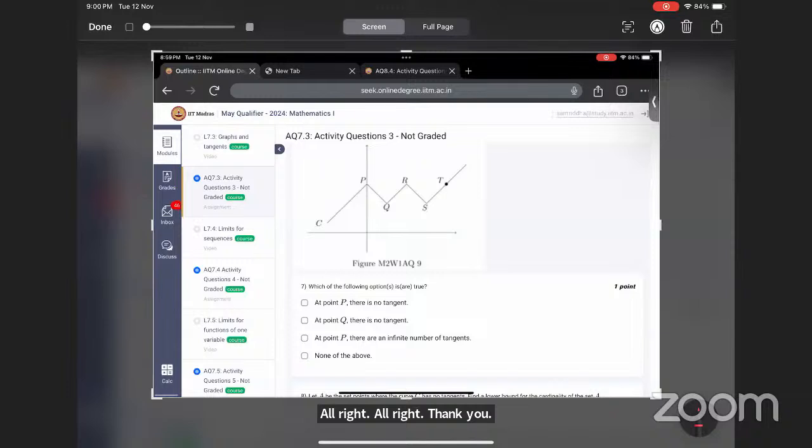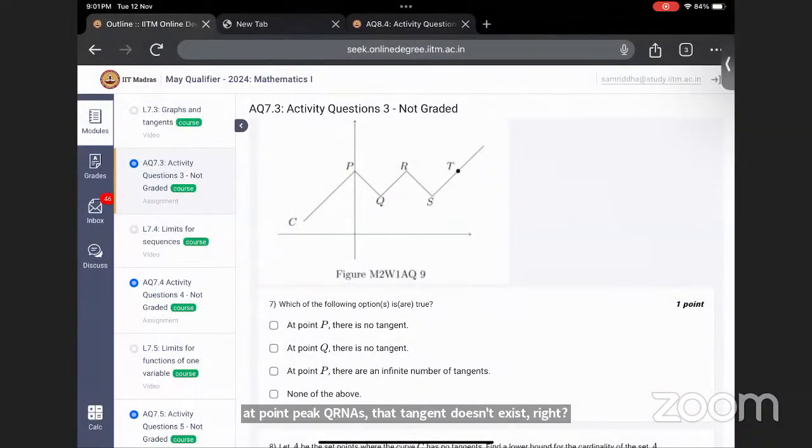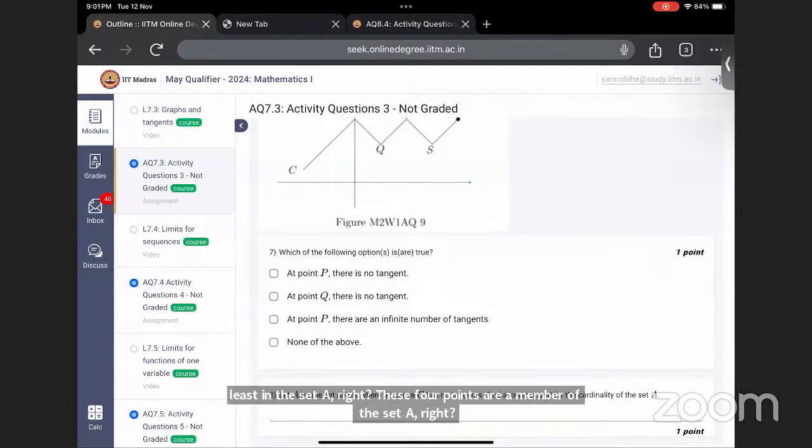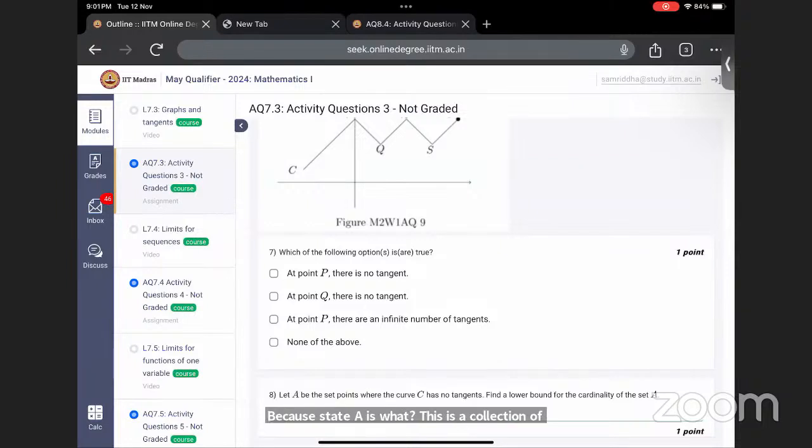So we were saying that at points P, Q, R, and S, the tangent doesn't exist, right? That means these 4 points P, Q, R, S are at least in the set A, right? These 4 points are members of the set A, because set A is what? This is a collection of the points in C for which curve C doesn't have a unique tangent, right? And we know that at P, Q, R, S, this curve C has no tangent. So these 4 points will be members of the set A, correct?